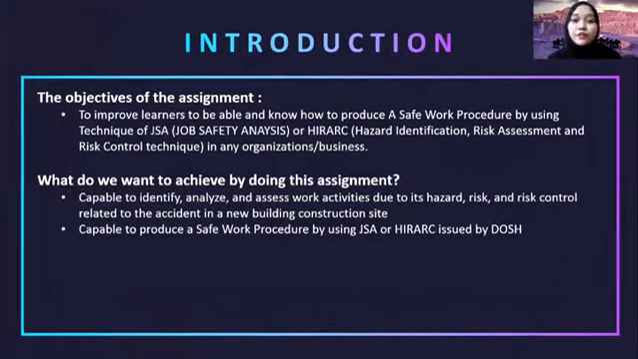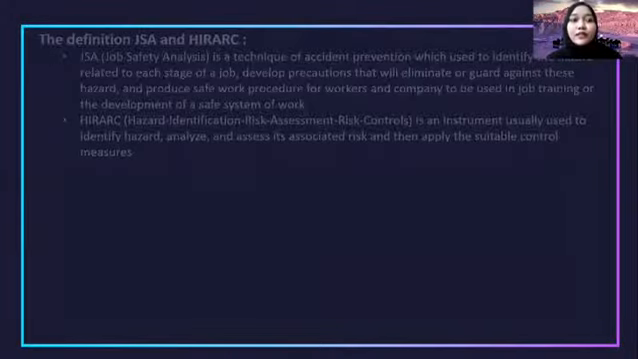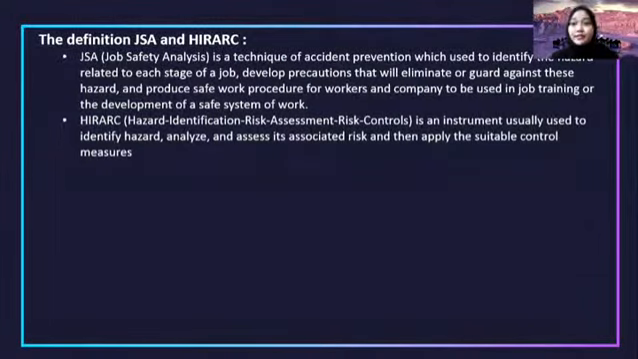And what do we want to achieve by doing this assignment? Firstly, to be capable of identifying, analyzing, and assessing work activities in terms of hazard, risk, and risk control related to accidents in a new building construction site. Secondly, we hope we can produce a safe work procedure by using JSA or HIRARC issued by DOSH.